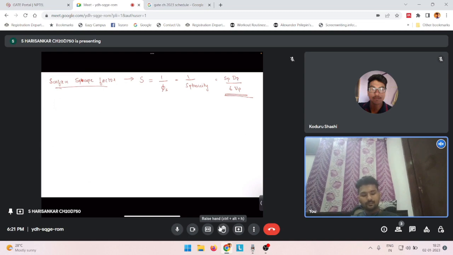So obviously, since the sphericity of a sphere is 1, that means the surface shape factor of the sphere is also 1. And also, since the sphericity of other shapes is less than 1, the surface shape factor will obviously be greater than 1. So that is the thing with regards to the characterization of particles with respect to shape.